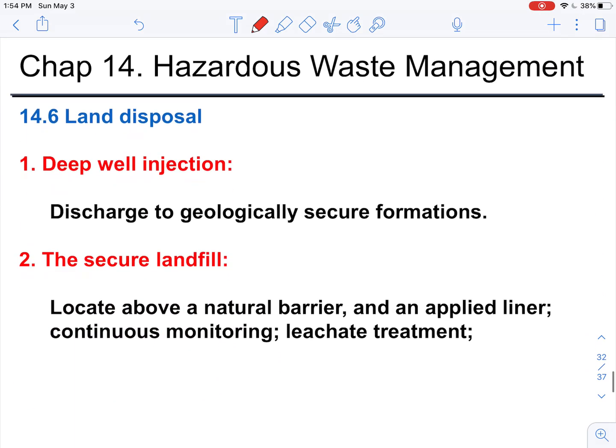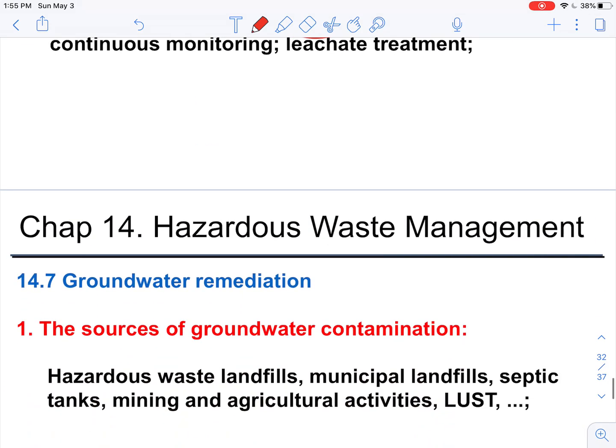And in terms of the land disposal of these hazardous materials, there are two options. One is to construct a deep well, so basically inject these materials into the deep well and discharge to geologically secure formations. And also we can use a secure landfill, which is basically more complicated than the typical landfills, located above a natural barrier to prevent the permeation of these hazardous materials, and also with an applied liner to prevent the permeation from below, right? Continuous monitoring and leachate treatment.